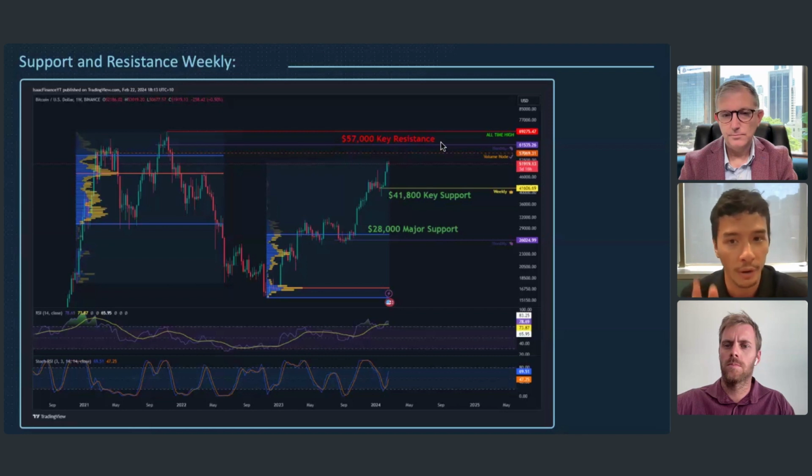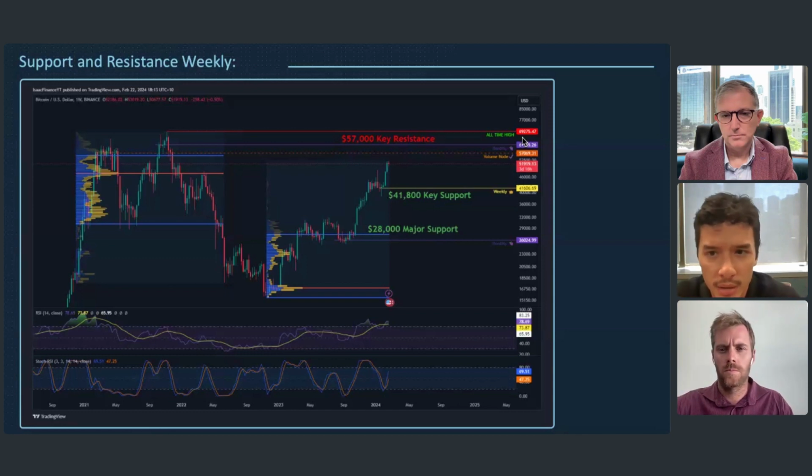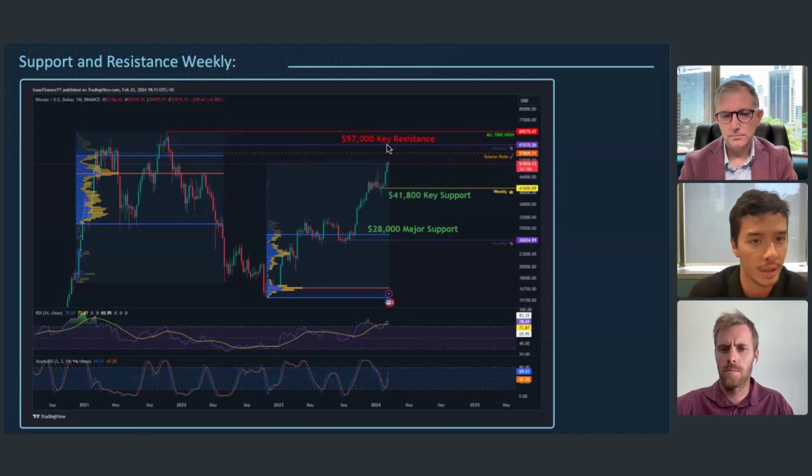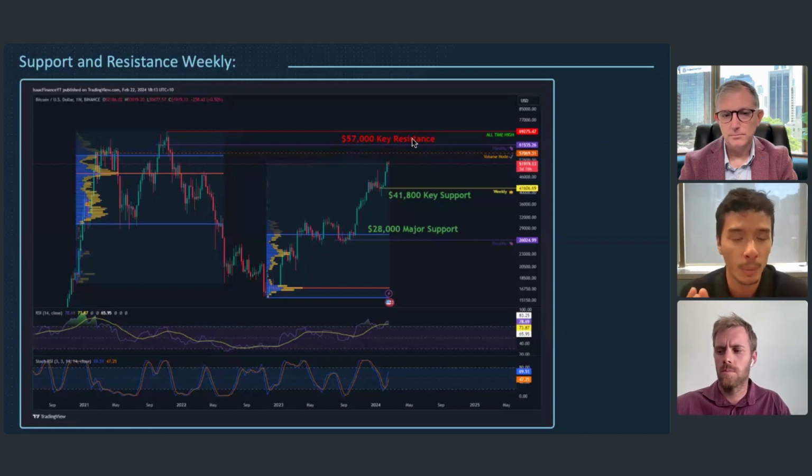And a major one, which will be very important, is the swing failure pattern high, which is the all-time high, obviously, which is 69,275 on the Binance chart here. They're all different depending on which exchange you're looking at, but around that region there. So that's going to be a very important level.